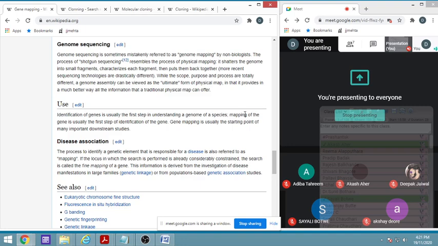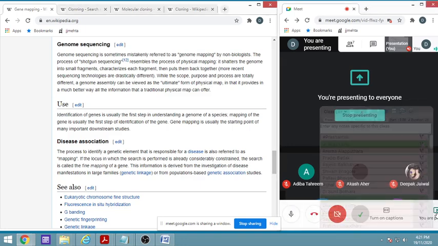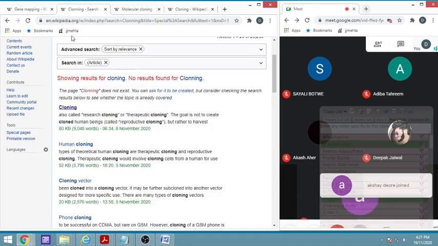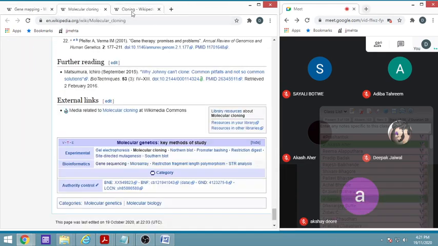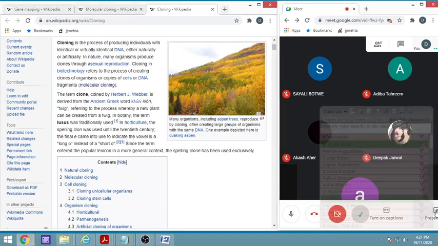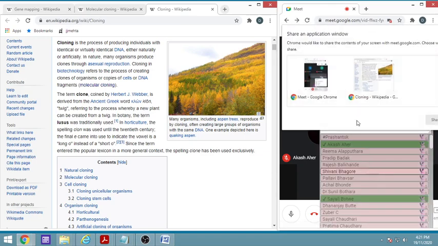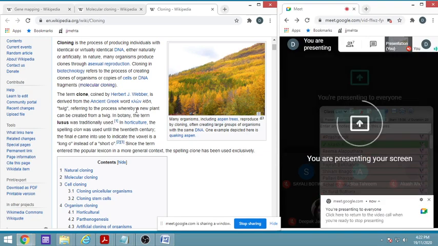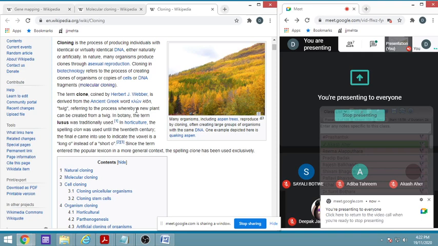Next is gene cloning. What is gene cloning, and what can we see in it? So what is cloning? It is a process of producing individuals with identical DNA. That means it is the same copy of the DNA which was there in the parent, either naturally or artificially.